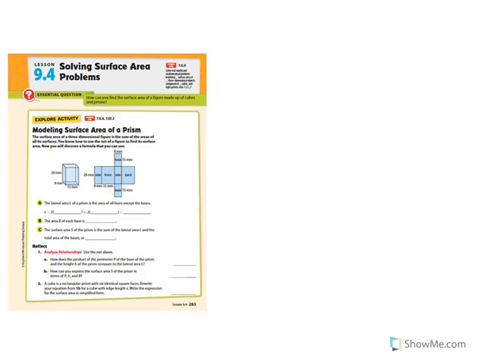Today's lesson is lesson 9.4, solving surface area problems. When you think of surface area, the best way to think of it is in terms of paint. If you were asked to paint a certain type of three-dimensional object, the amount of paint that you paint around the object would be the surface area.